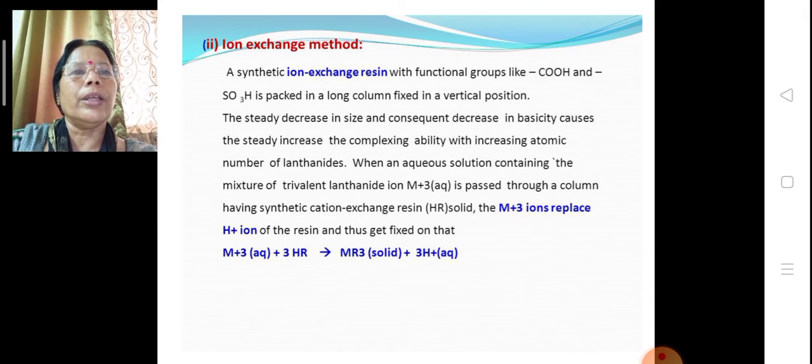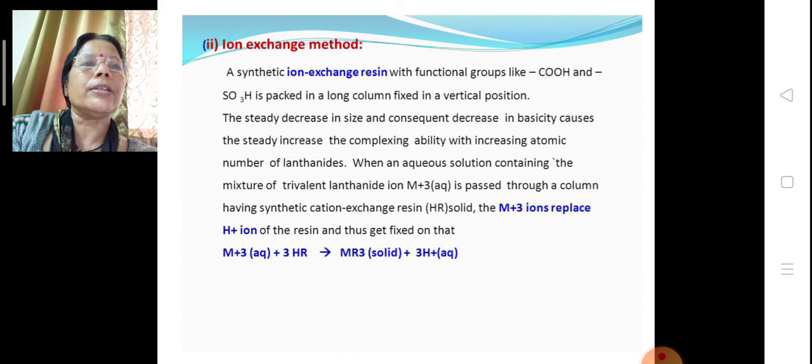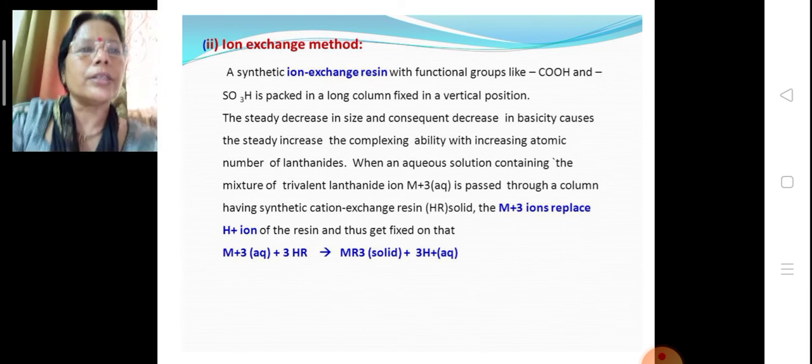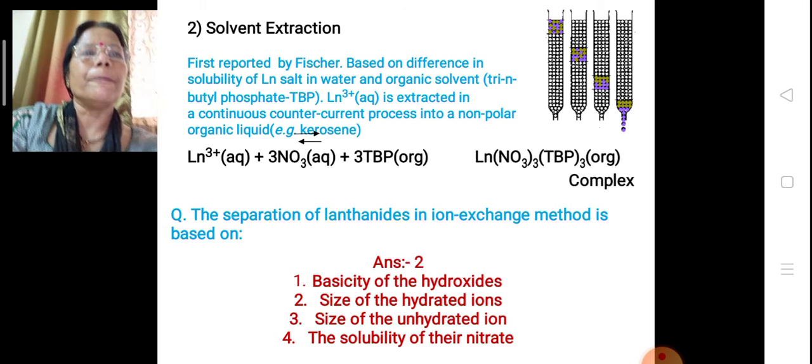That's the reverse order of the series, in which the element with the larger atomic number is bound first. The reaction is M3+ + 3HR → MR3 + 3H+, where R is the resin. There is the formation of a bond between the metal and the solid resin, and 3 H+ ions are released due to the M3+ oxidation state of the ions.